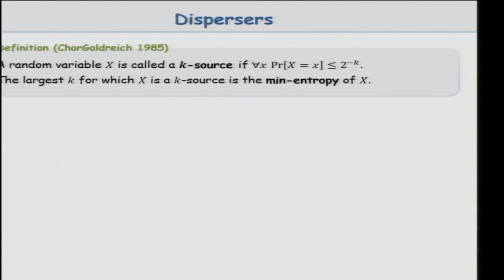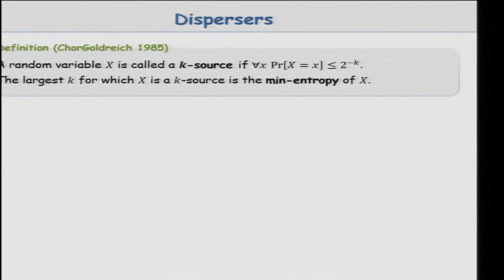And just if you don't know this notion, the largest k for which x is a k-source is the min-entropy of x. I will refer to it as entropy. It's not Shannon entropy, but this is the entropy that we use. And this is, in some sense, the right notion of entropy when you talk about extractors. Not necessarily about Ramsey graphs, but about extractors.